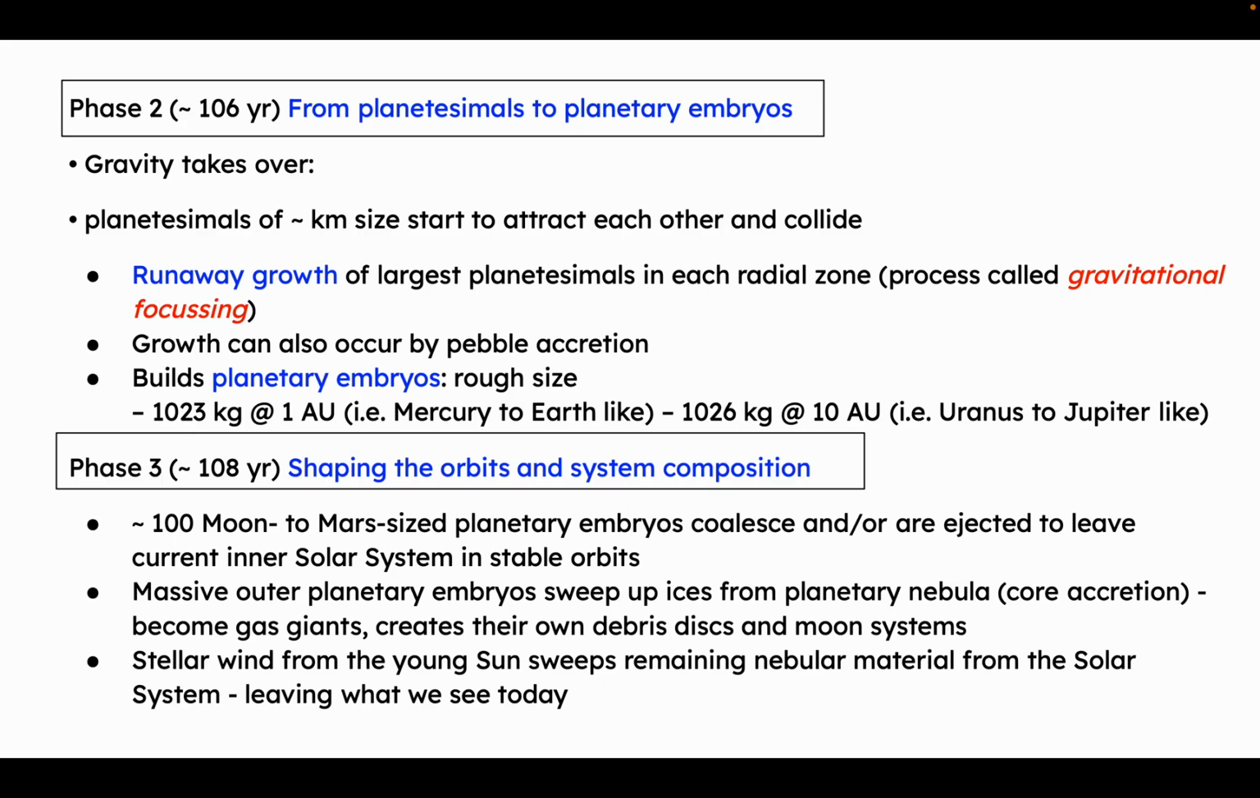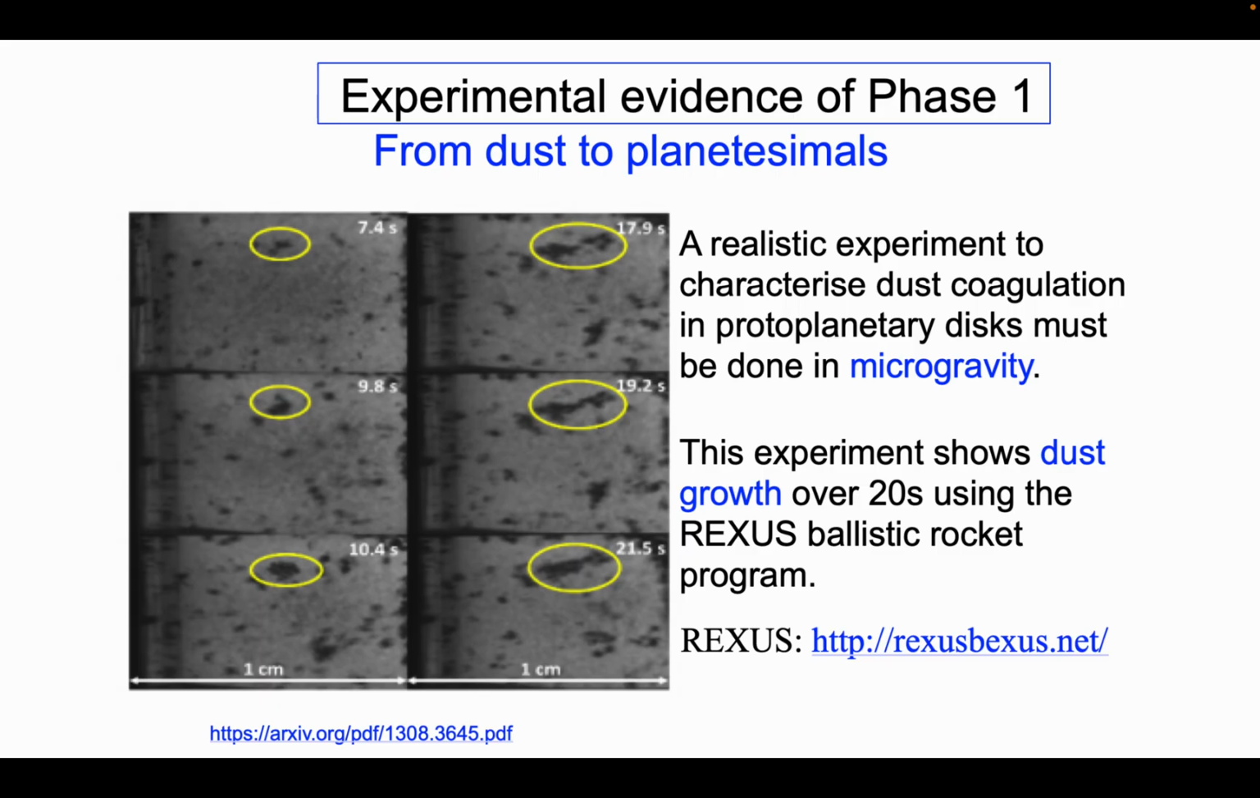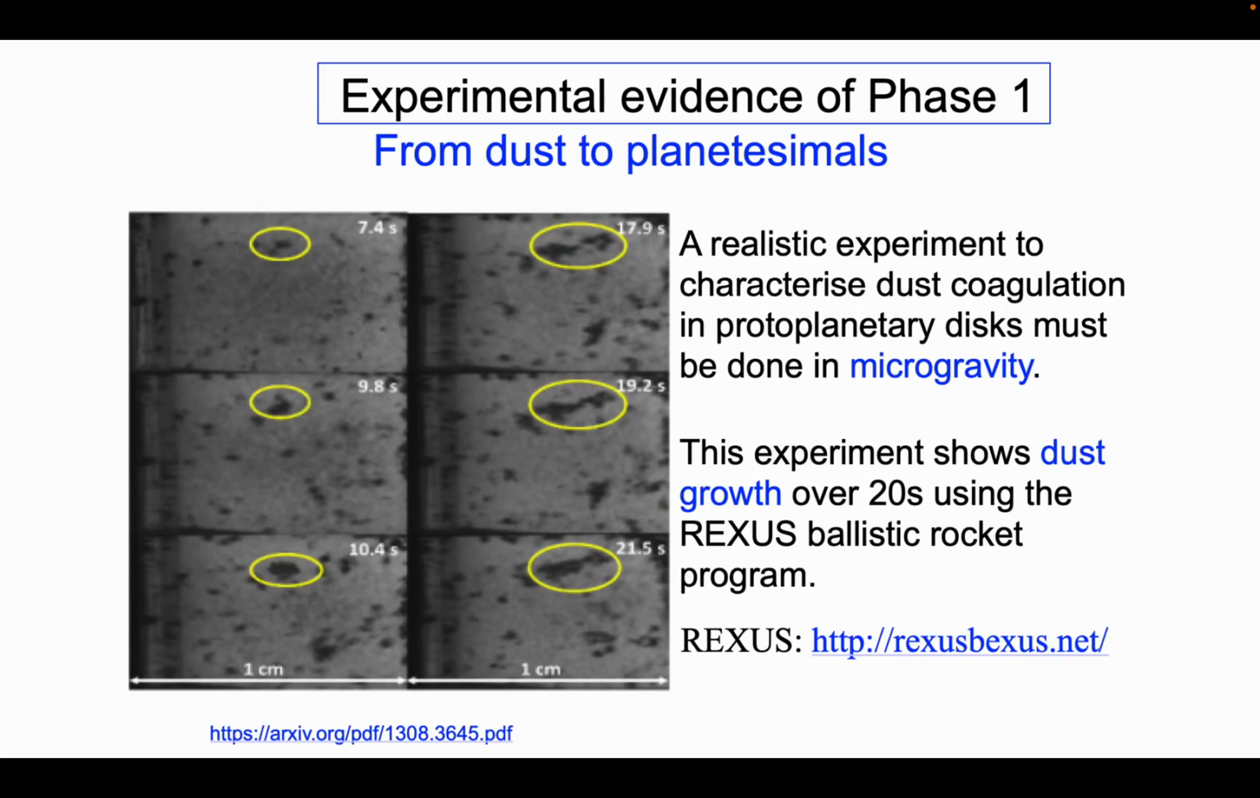In phase 2, this phase lasts about 10 to the power 6 years. Yes, there is a typo here. Phase 2 lasts for about 10 to the power 6 years. In this phase, planetesimals form planetary embryos. Here gravity takes over. Planetesimals are not formed by gravity itself; gravity has a very small role there, and mainly other forces take over.